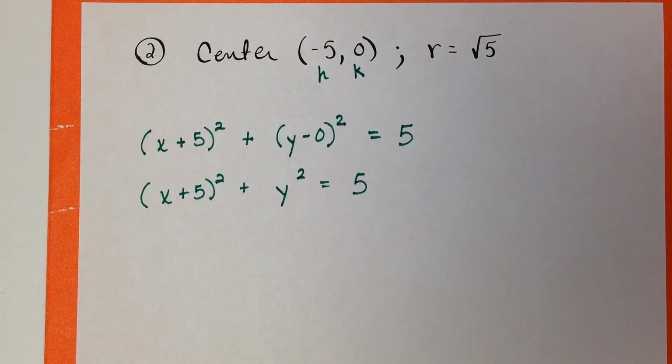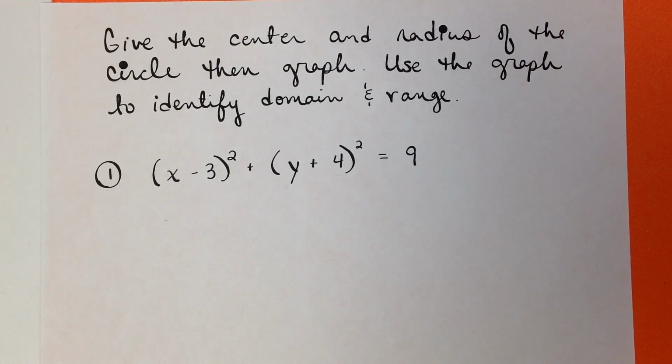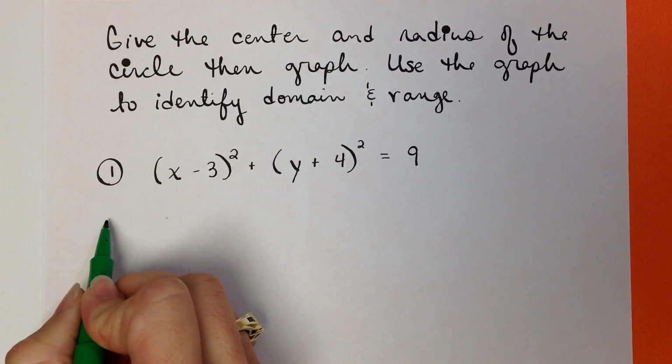Okay. Now kind of just reversing what we were doing. This time we're going to start out with the equation, and we're going to have to find the center and the radius, but we're also going to graph it. And then after we get it graphed, we'll use our graph to identify domain and range. Okay, so starting out with the center.